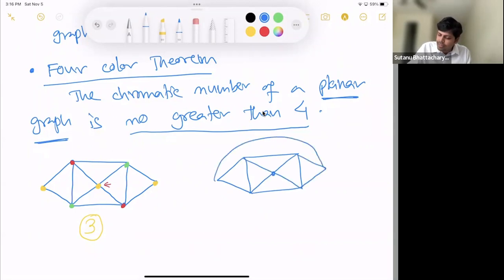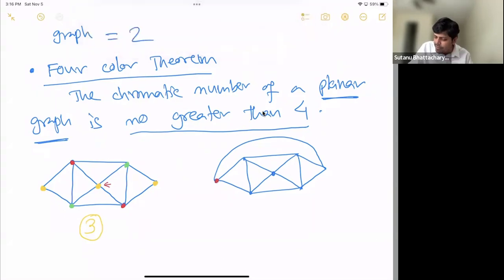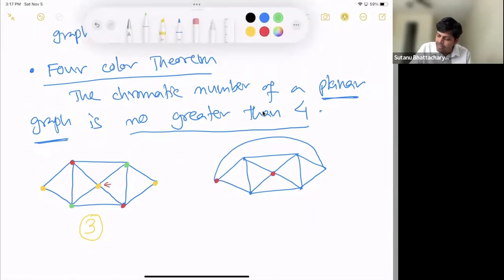Okay, this is another graph. Here, if you apply color, let's make it red. If it is red, then we can make this one also red. And anything else that you can make red? No, that's all.